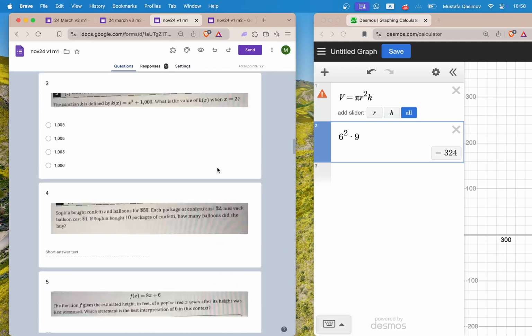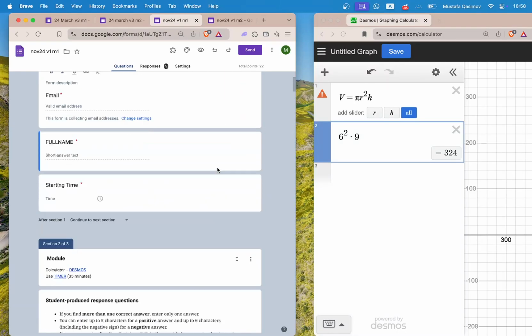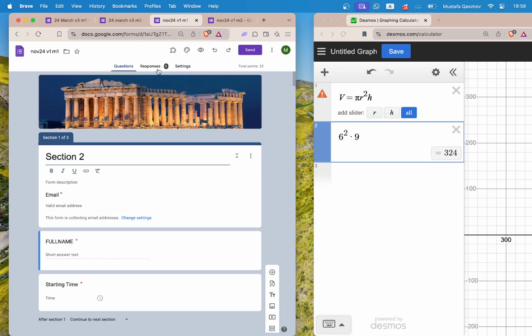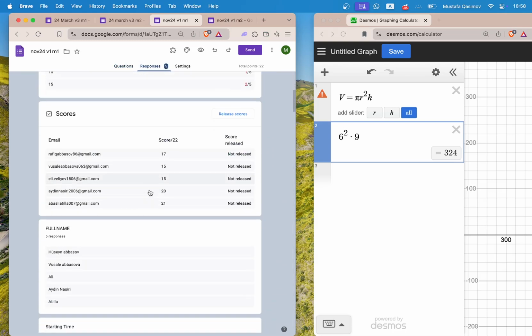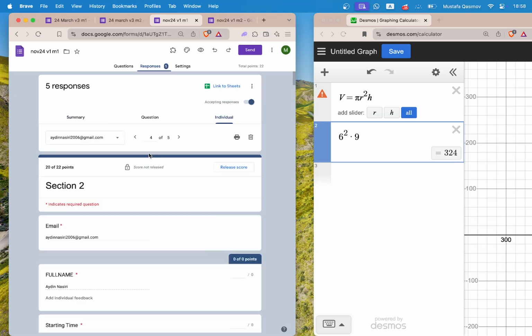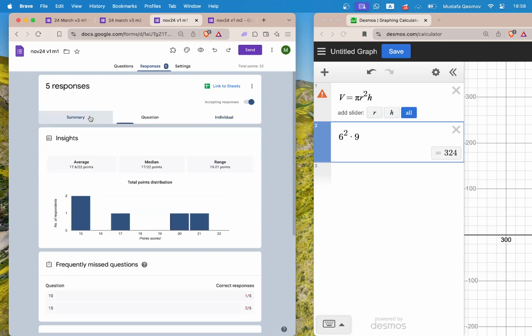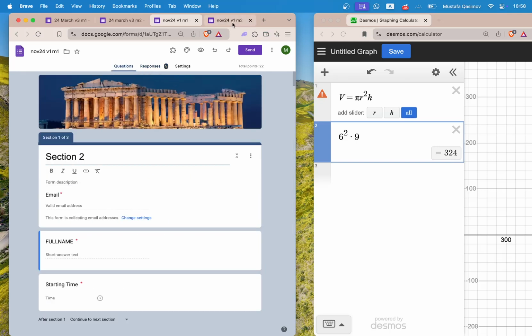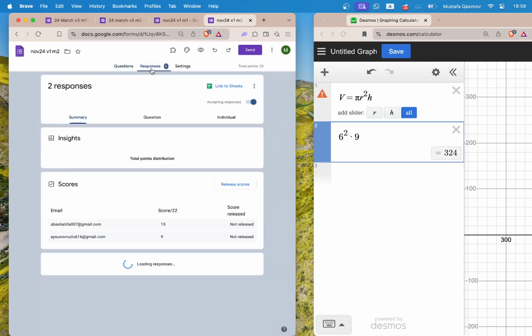From model 1, generally you have to write 22 out of 22. If you cannot, it is very less. Okay, let's look at model 2.